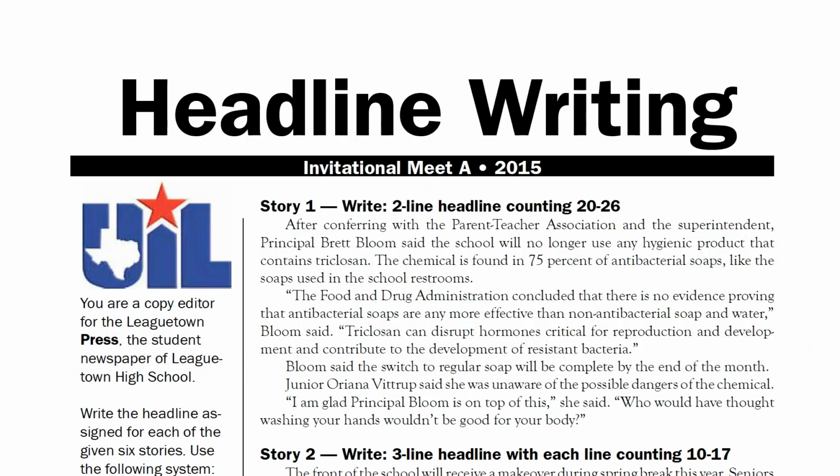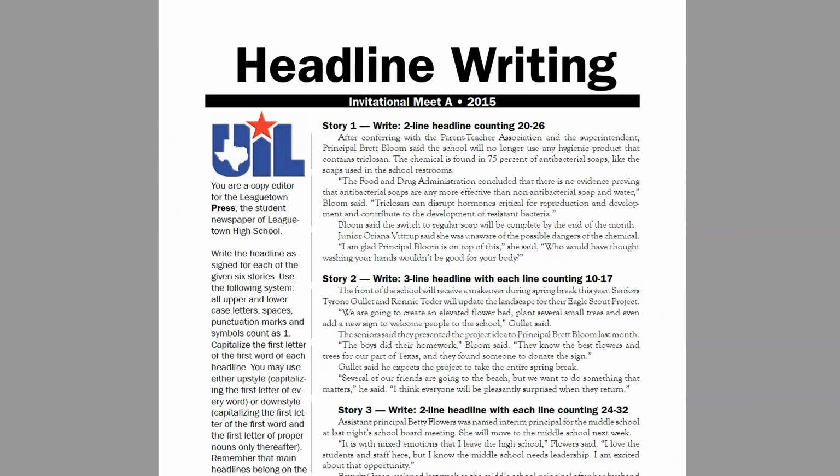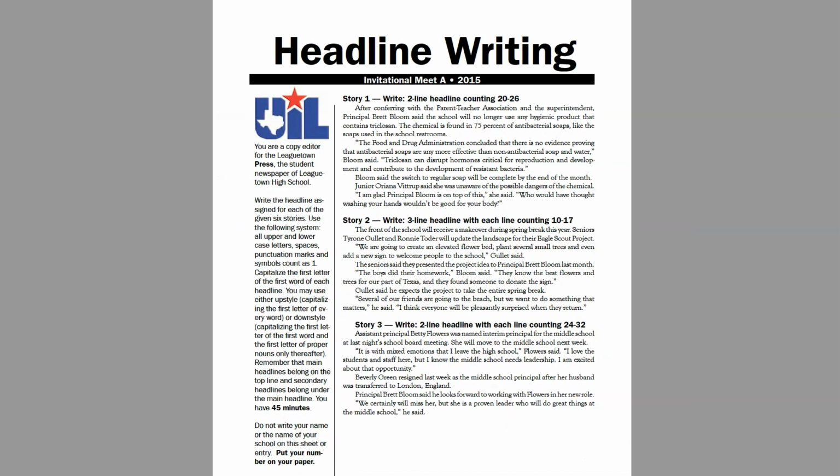So thinking of it that way is helpful to a lot of students. So let's get a look at this prompt here. What we're going to do is zoom out a little bit to get a view of the whole page, and you can see, just like the other UIL competitions, there's some information that you need to know and the rules for the competition in the left column here. It tells you you're a copy editor for the Leaguetown Press, a student newspaper of Leaguetown High School. It tells you that you've got to write headlines for the 6 stories they give you, and that everything you do, even spaces and punctuation and letters, they all count as one character.